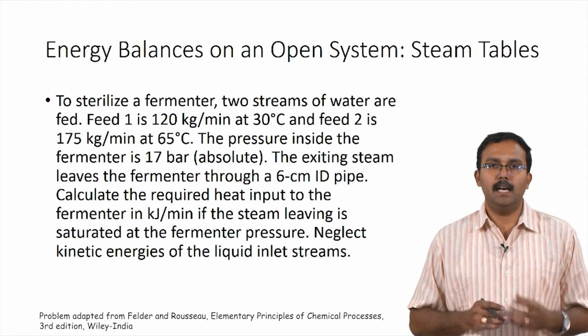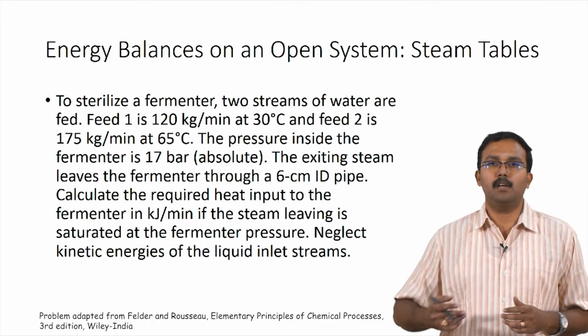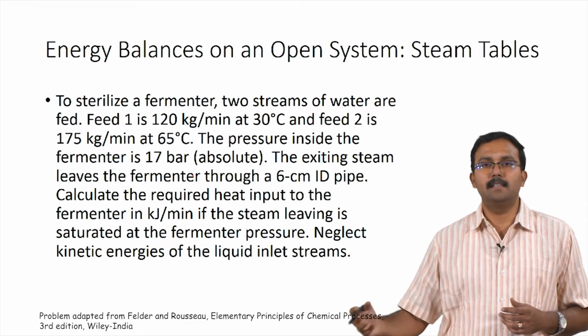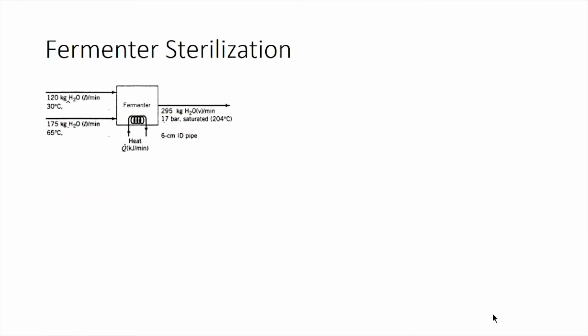The problem gives us that we have to ignore kinetic energies of the inlet stream, which means we would have to account for the kinetic energies of the exit stream. So, using this information, let us try to solve this problem. Here is the flow chart which describes the process. We have 120 kilograms of water liquid at 30 degrees Celsius and 175 kilograms of water liquid at 65 degrees Celsius coming in. Heat is supplied to the system and we have 295 kilograms of water vapor leaving as saturated steam at 17 bar. Based on all this information, we will have to perform energy balance calculations.